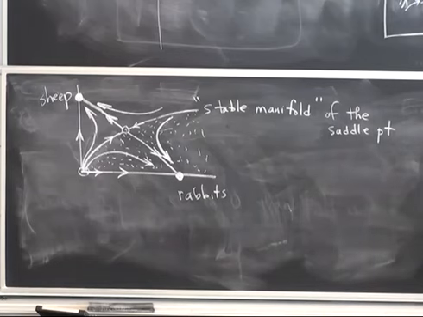Well, when I say the x-axis is invariant, I mean if you start on the x-axis, you'll stay on the x-axis forever. That's what invariant means in dynamical systems. It always means if you start on a place, you'll stay there forever.